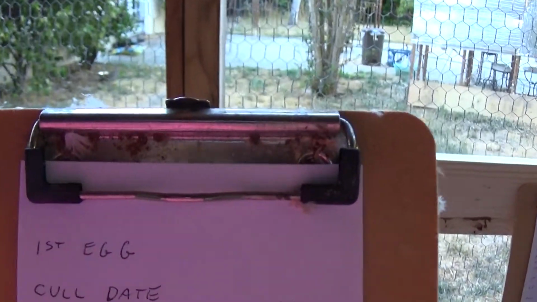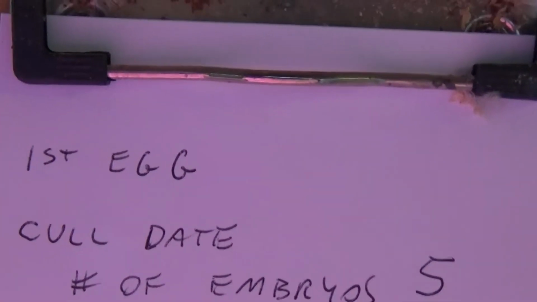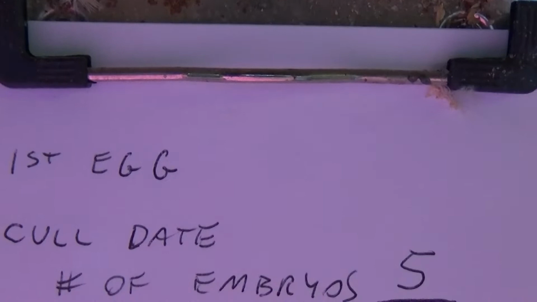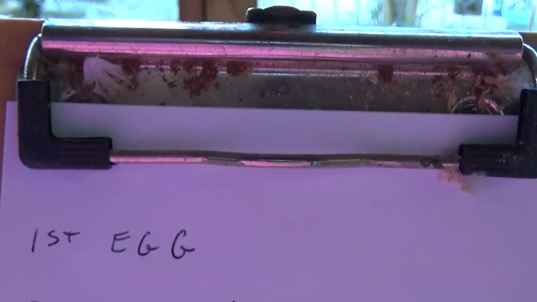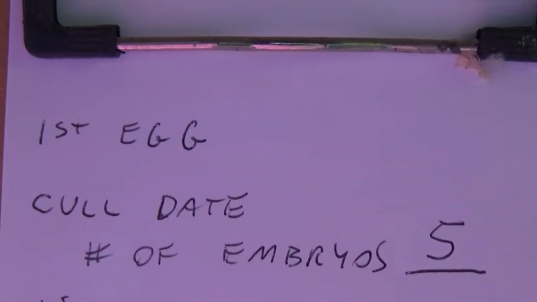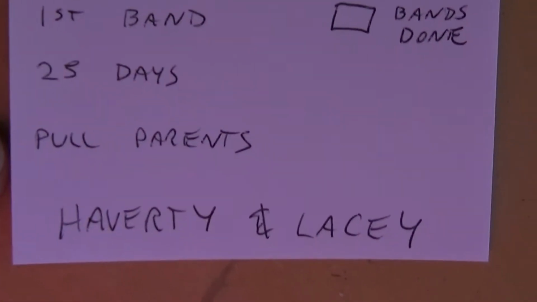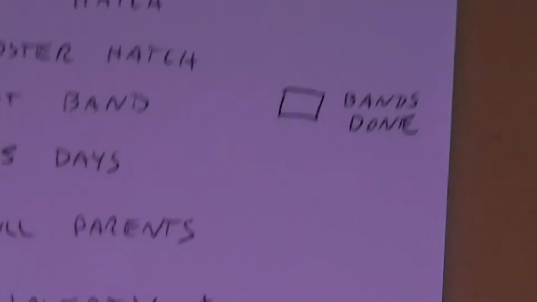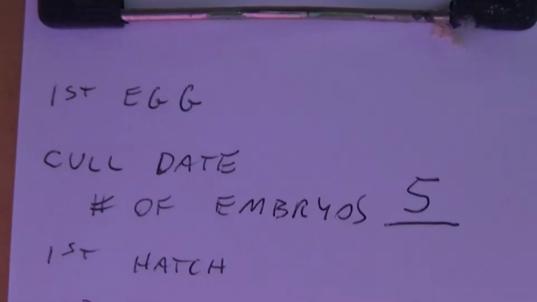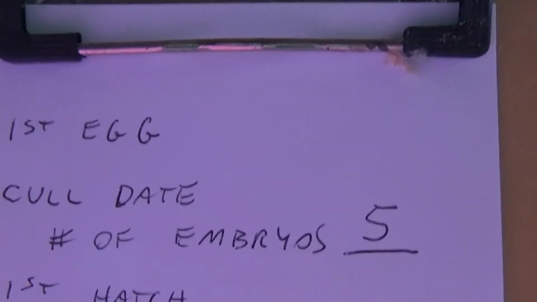The information I have on here is when the first egg is laid. I need a date for that because I cull 12 days after the first egg is laid. So, first egg date, and then I'll look up on the calendar and write down the cull date 12 days later. Then the number of embryos that I want to leave in the nest for Haverty and Lacey, because they're going to raise 3 of their own chicks and foster out a 4th one. I'm going to leave 5 embryos if she has 5 embryos.